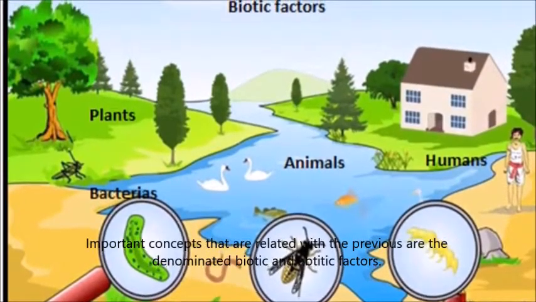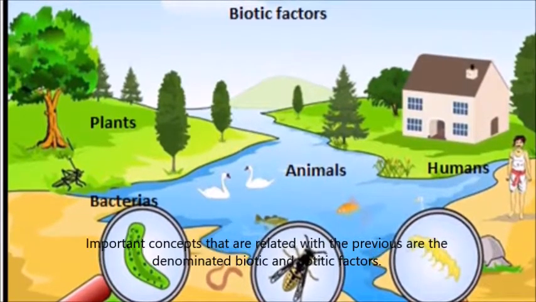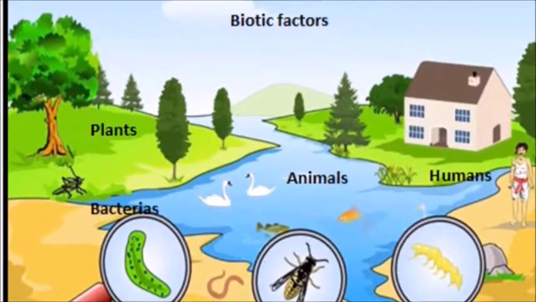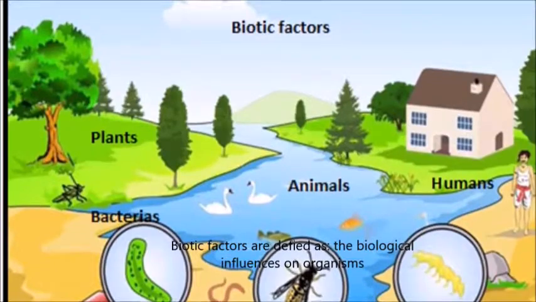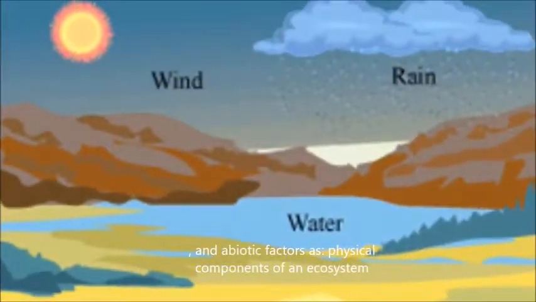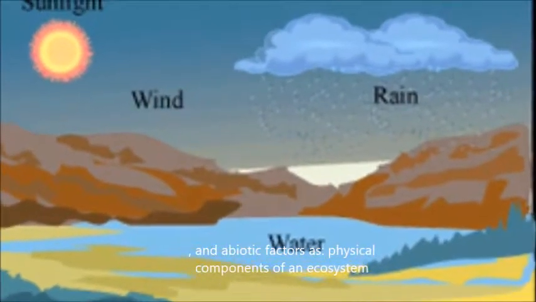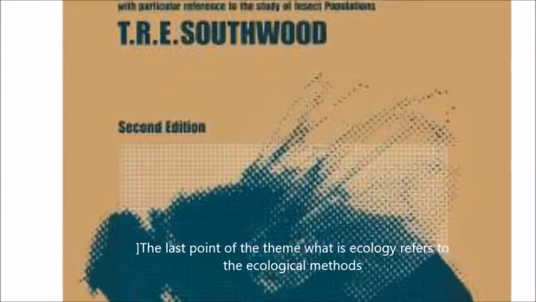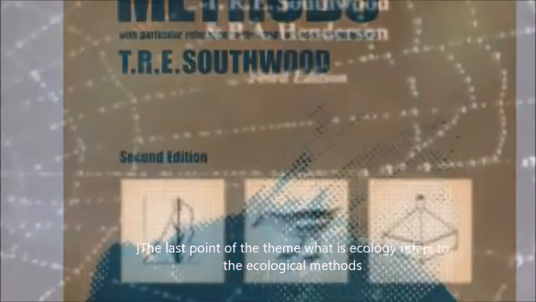Important concepts that are related to the previous are the denominated biotic and abiotic factors. Biotic factors are defined as the biological influences on organisms, and abiotic factors as the physical components of an ecosystem. The last point of the theme, what is ecology, refers to the ecological methods, which are observation, experimentation, and modeling.